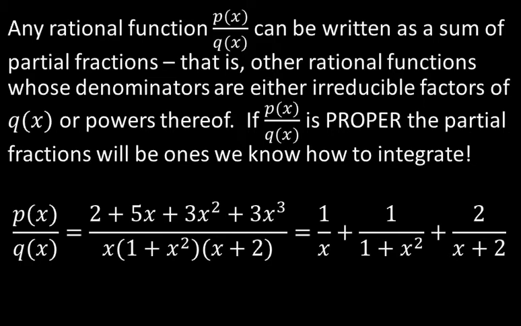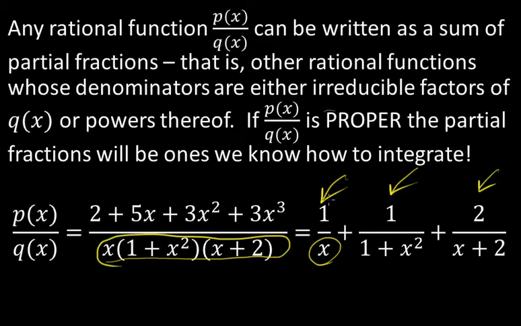Here's an example of a p of x over q of x. P of x has degree 3, and q of x, if you look carefully there, has degree 4, so it is proper. And the denominator polynomial is factored. And what it said above is that a rational function can be written as a sum of partial fractions. So here you have this fraction as a sum of rational functions, where the denominators are factors of the denominator here. Notice we have one partial fraction with denominator x, another one with denominator 1 plus x squared, and another one with the linear factor x plus 2.